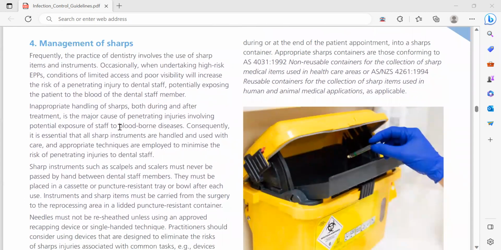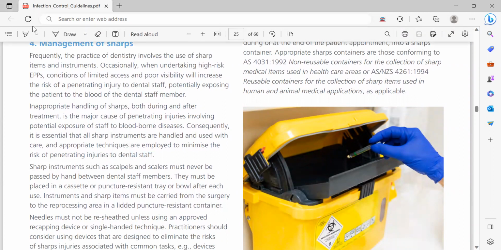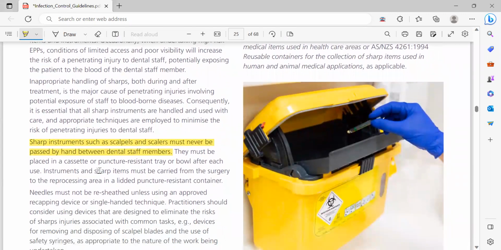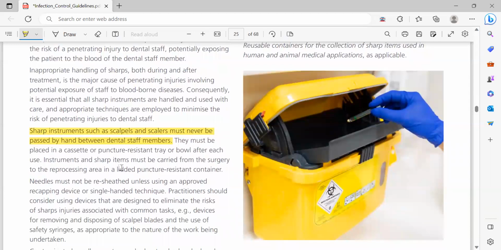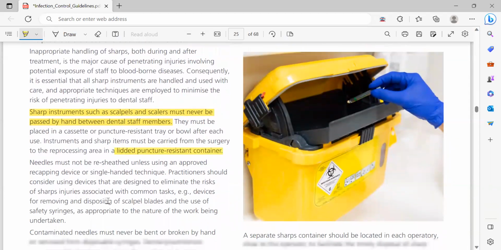which things you need to dispose into the sharp bin. Sharp instruments such as the scalpel and scalers must never be passed by hand between dental staff members. They must always be placed in the cassette or puncture resistant tray or bowl. Instruments and sharp items must be carried from the surgery to the reprocessing area in a lidded puncture resistant container.